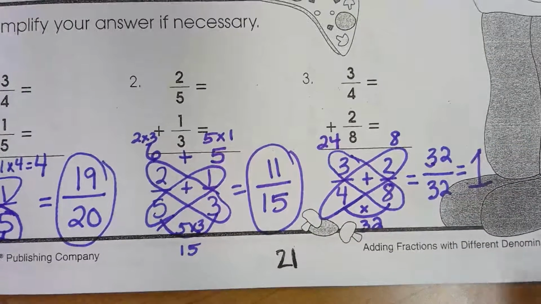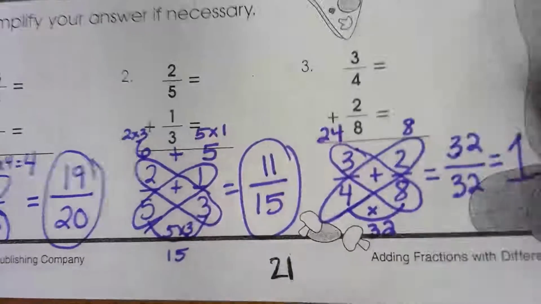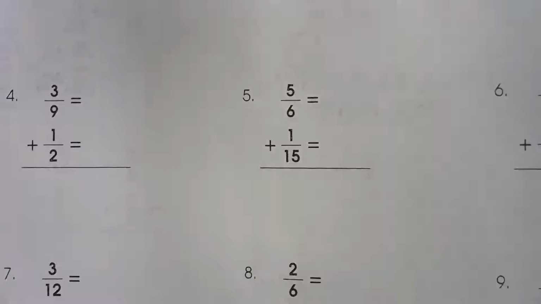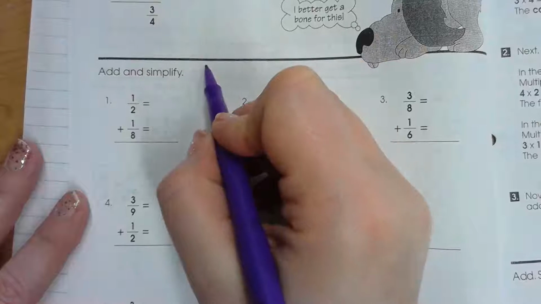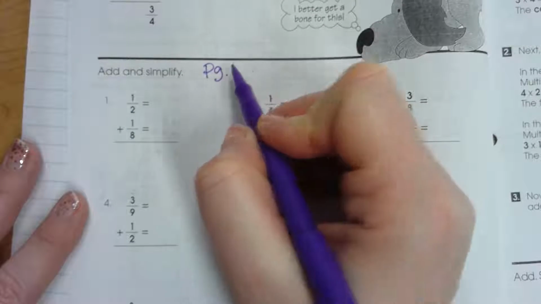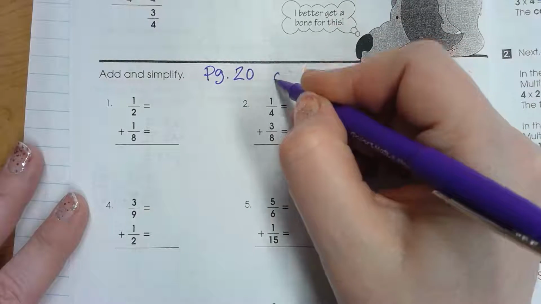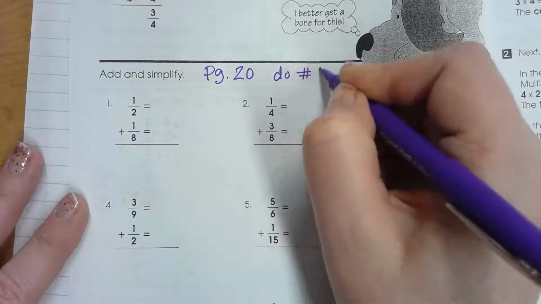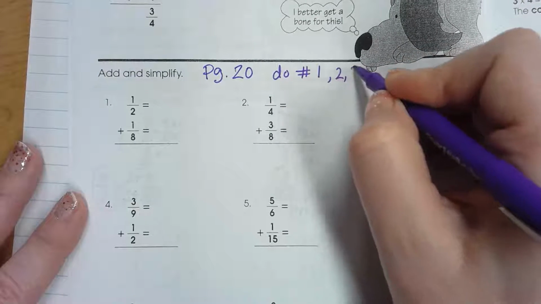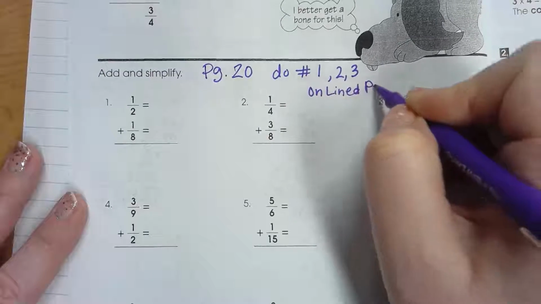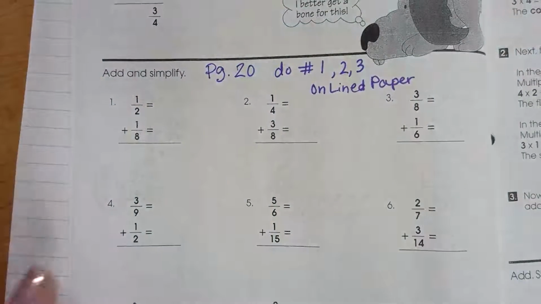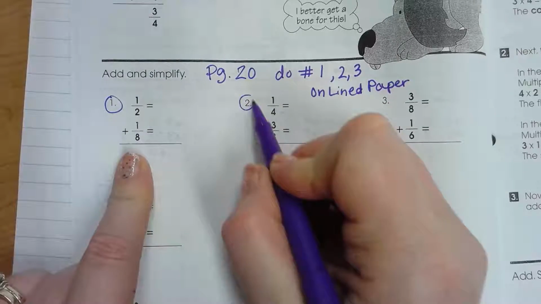What I would like you to do today is we skipped page 20. So I would like you to look back at page 20, and I would like you to try numbers 1, 2, and 3 on lined paper. And turn that in when you are finished.